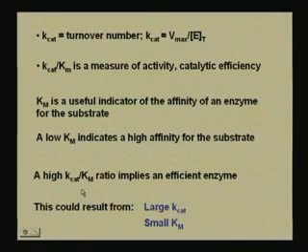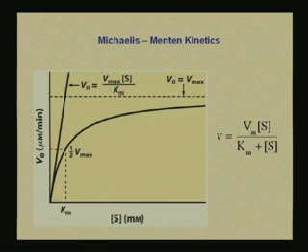So, from Michaelis-Menten enzyme kinetics, there are certain aspects of enzymes that we can consider about the efficiency of an enzyme in terms of the kinetic constants that we have. So, this is our Michaelis-Menten kinetics. We have a Vmax, we have a Km, we have a velocity, and we have a substrate concentration.